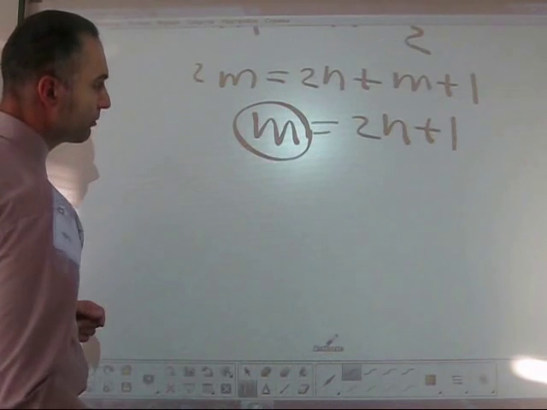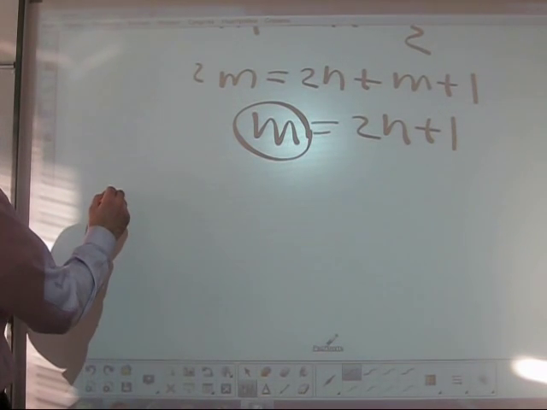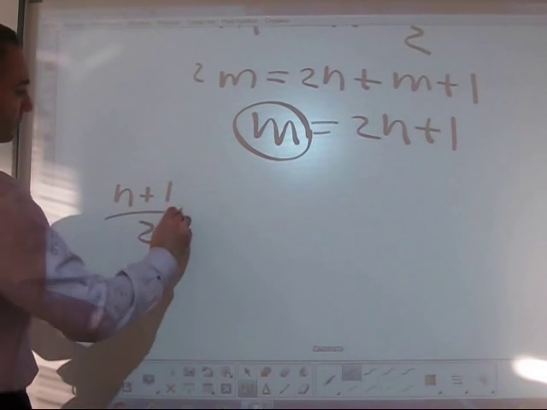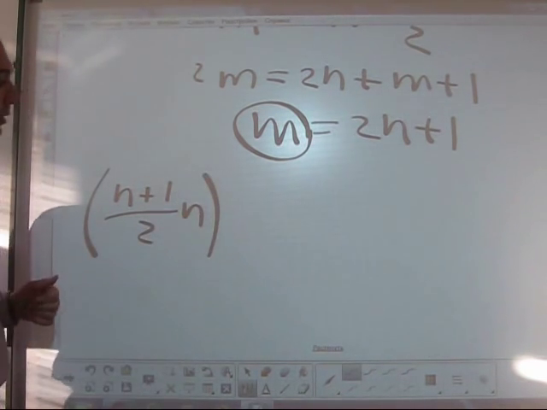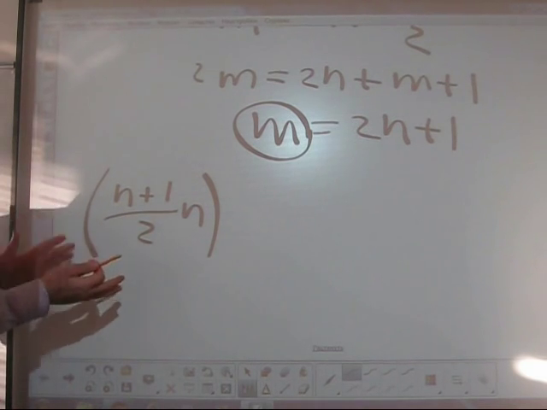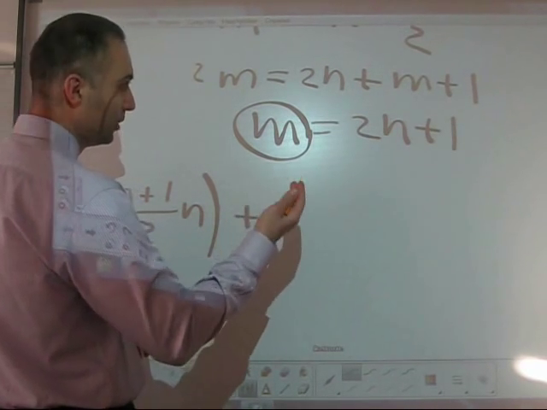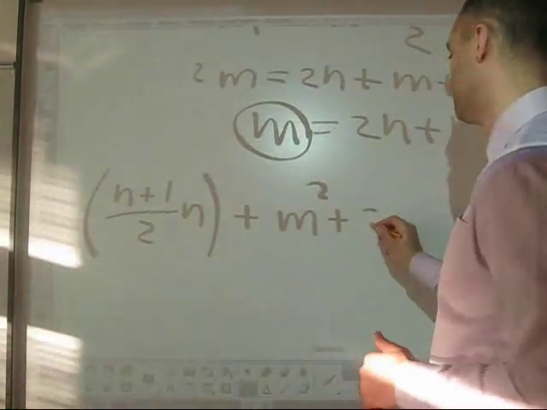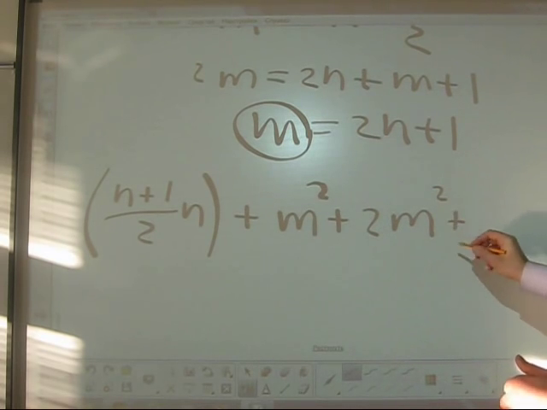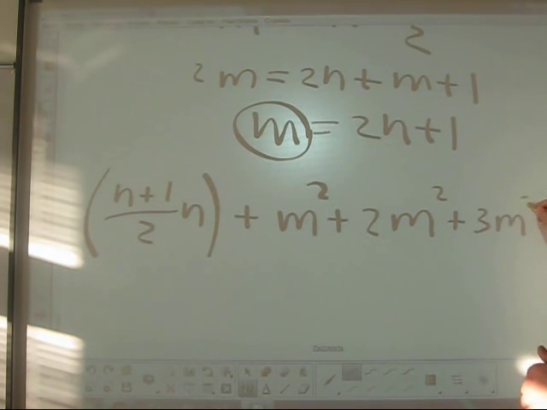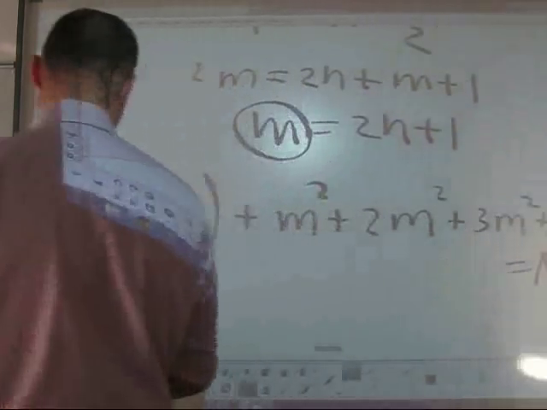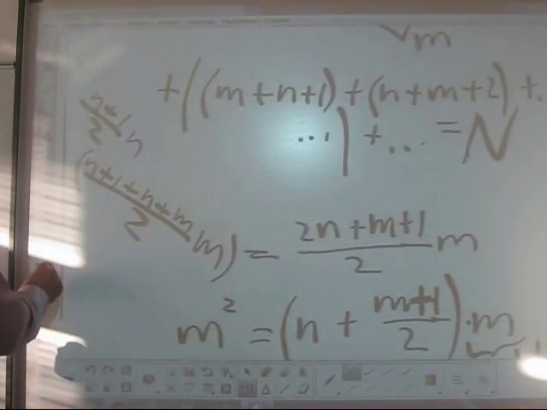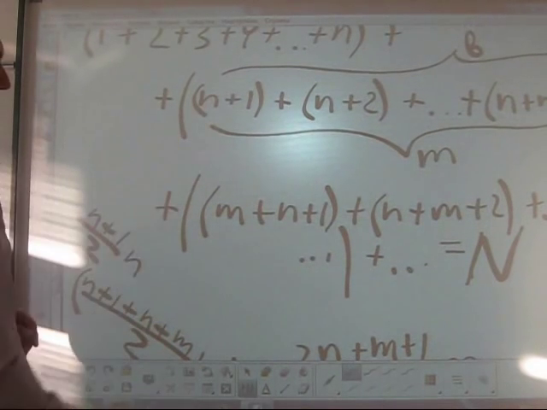Okay, now we can rewrite our first expression as n plus 1 over 2 times n. This is the first term which we left alone. And now we have this group of m squared plus 2m squared plus 3m squared, etc. equals n. Why is the next group 2 times greater than the first group?